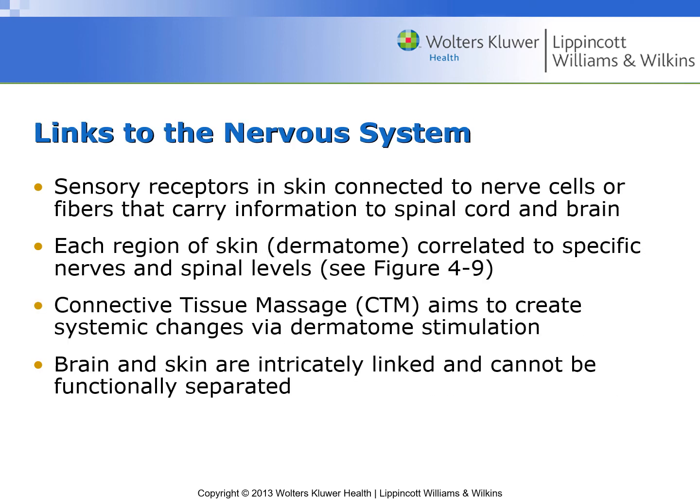Sensory receptors in the skin are connected to nerve cells or fibers that carry information to the spinal cord and brain. Each region of the skin, which is referred to as a dermatome, is correlated to specific nerves and spinal levels. A connective tissue massage aims to create systemic changes via dermatome stimulation. The brain and the skin are intricately linked and cannot be functionally separated.